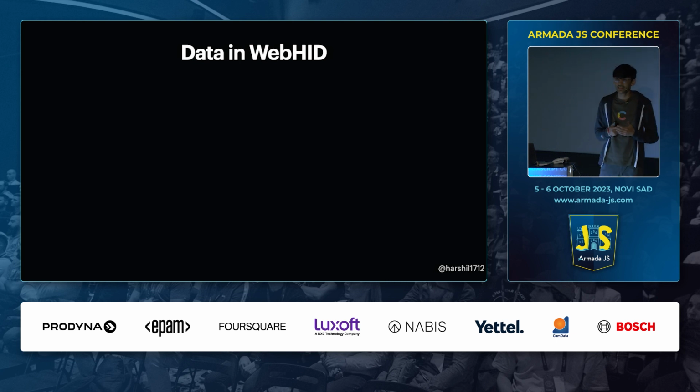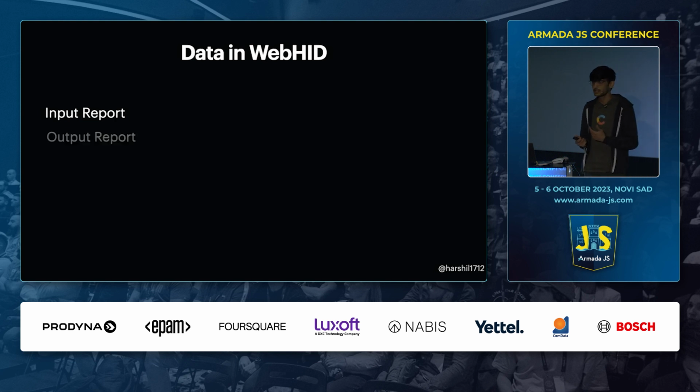But data in Web HID is also called a report, and there are three different kinds of report. The first is the input report. This is the report which you would be basically sending in from your device to your application. The next is the output report, and this is the information that you would be sending from your application to your device. So now you have the possibility of sending out feedback to your user for your games.